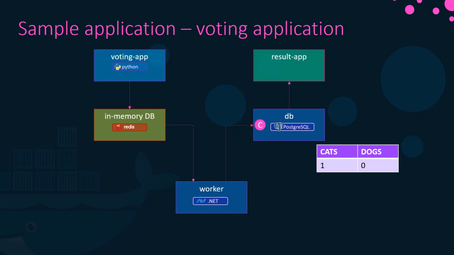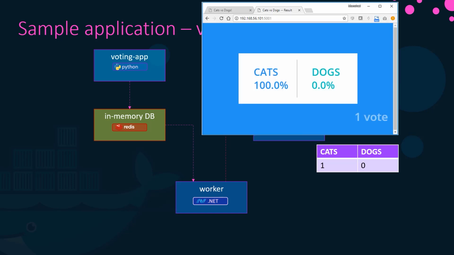Finally, the result of the vote is displayed in a web interface, which is another web application developed in Node.js. This resulting application reads the count of votes from the PostgreSQL database and displays it to the user. So that is the architecture and data flow of this simple voting application stack. As you can see, this sample application is built with a combination of different services, different development tools, and multiple different development platforms such as Python, Node.js, .NET, etc.